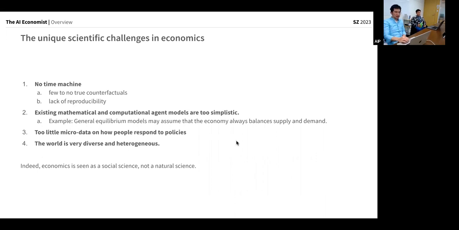And fourth, the world is very diverse and heterogeneous, right? What that means is that people's education level and income level are not the same. And if you try to put that into a mathematical model, it then becomes really hard to optimize analytically, right? Indeed, economics is often not seen as a pure science for these reasons. It's more seen as a social science, right? It's not like in physics where you can be in a laboratory and reproduce the experiment and so on. So it's very hard, okay?